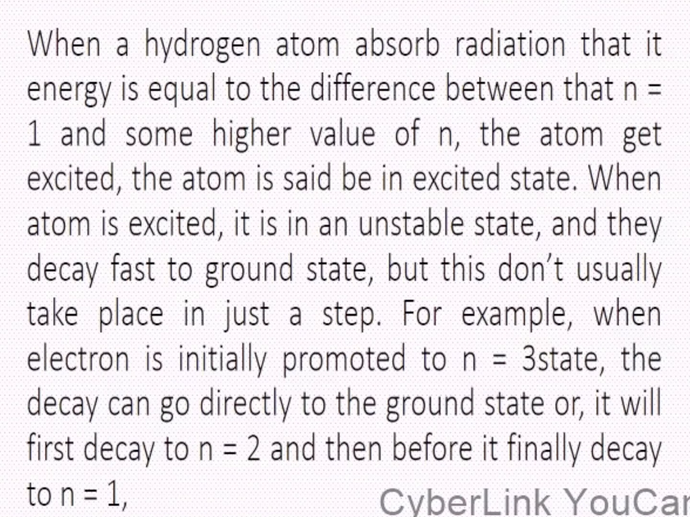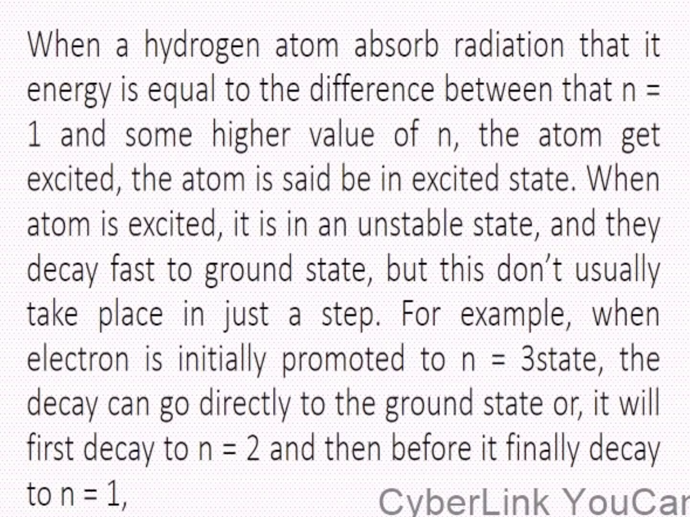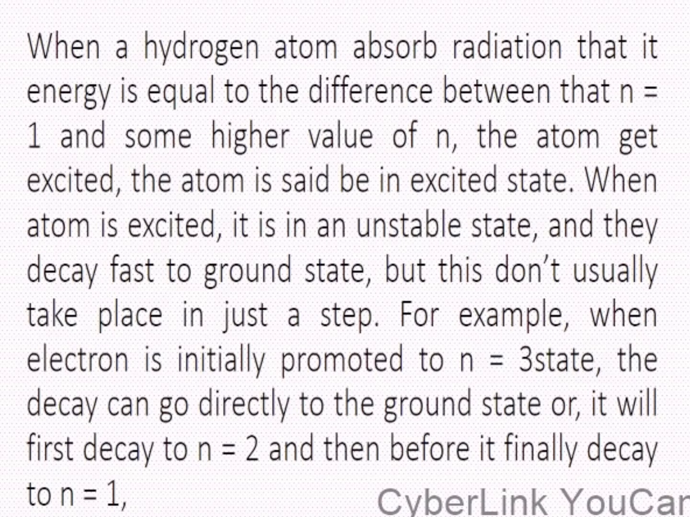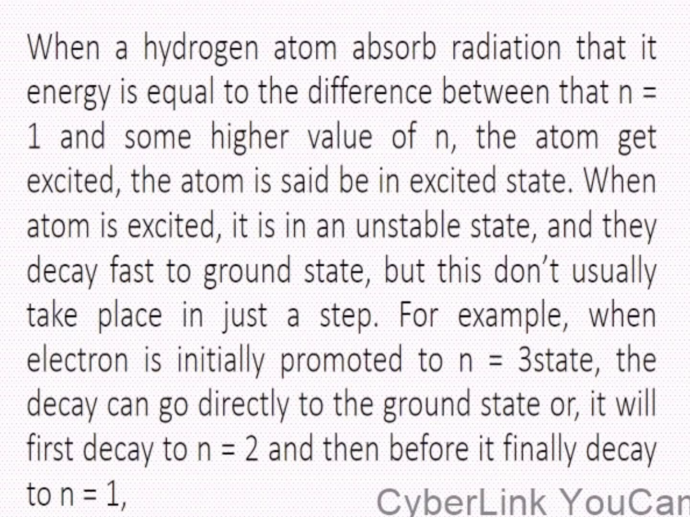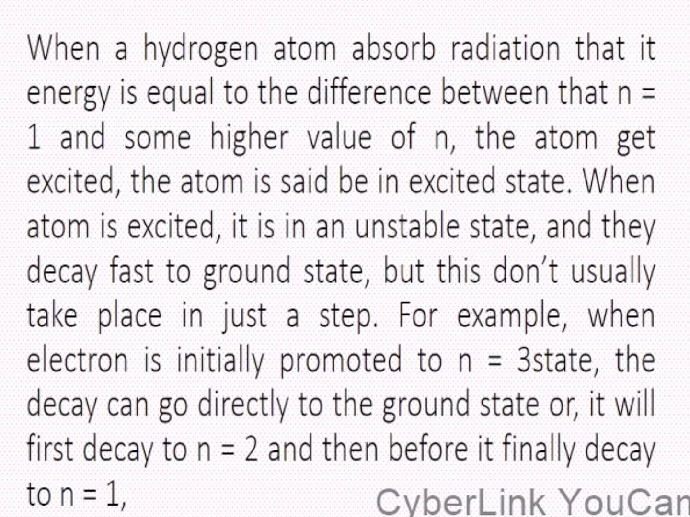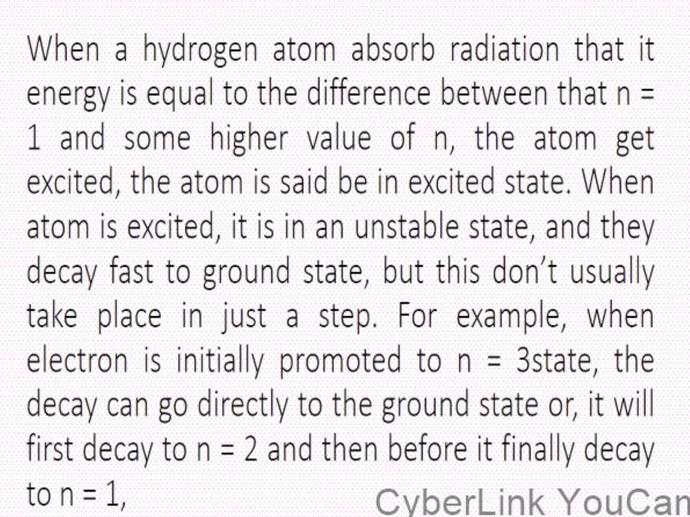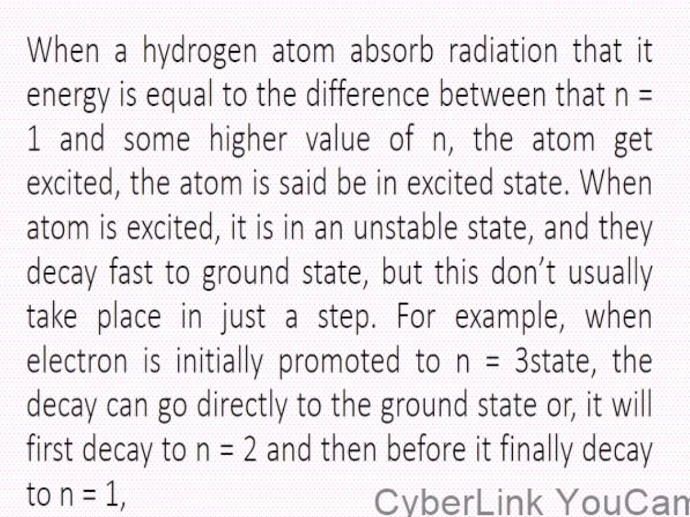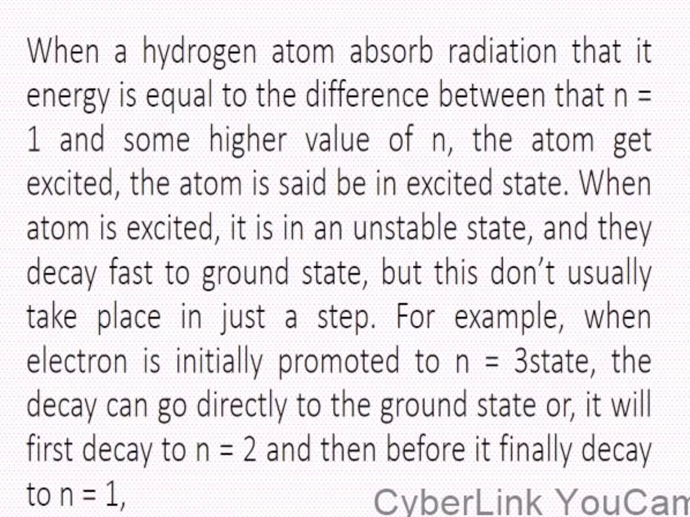When a hydrogen atom absorbs radiation whose energy is equal to the difference between n equals 1 and some higher value of n, the atom gets excited. The atom is said to be in an excited state. When the atom is excited, it is in an unstable state and decays fast to the ground state, but this does not usually take place in just one step.